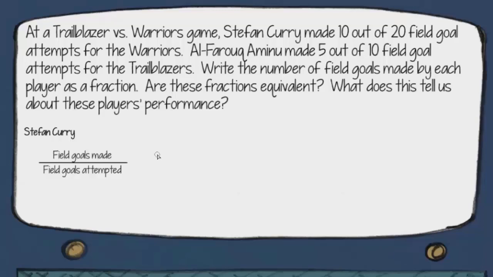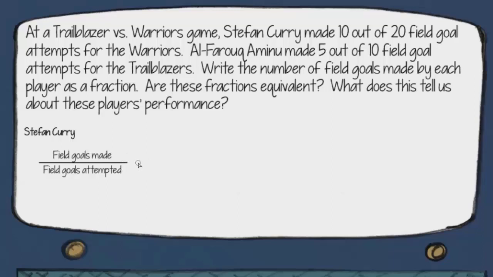Give this problem a try by pressing pause on the video. First, we need to think about how we'll set up our numbers. We want to know how many each player successfully got into the hoop. This would be our numerator. The denominator is how many times each player tried. We can write this as field goals made out of field goals attempted.